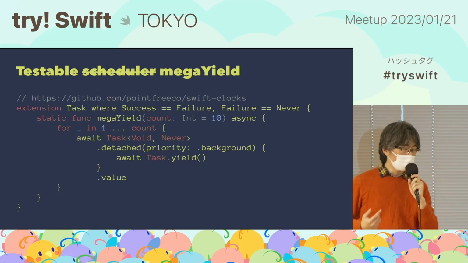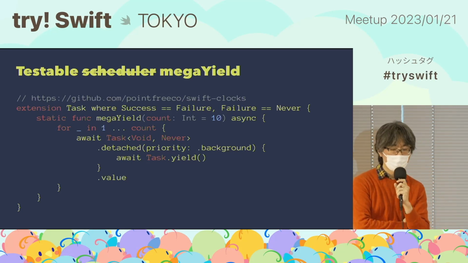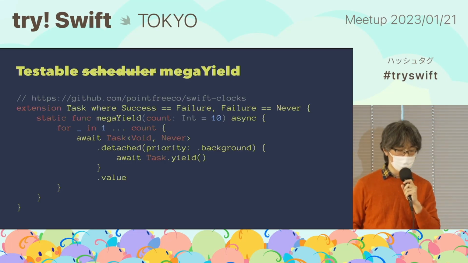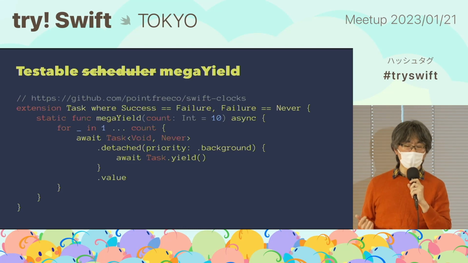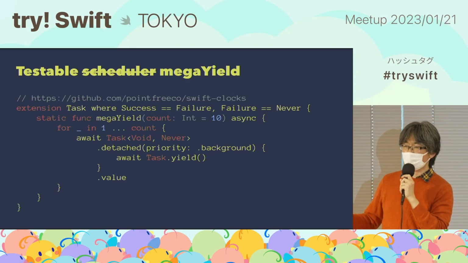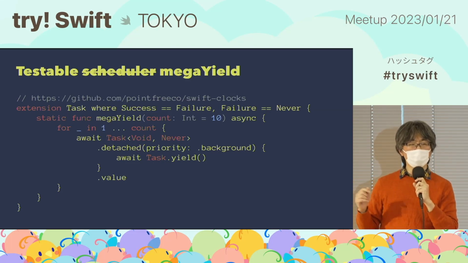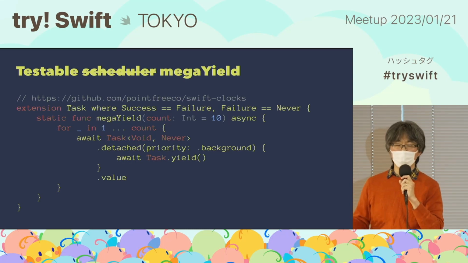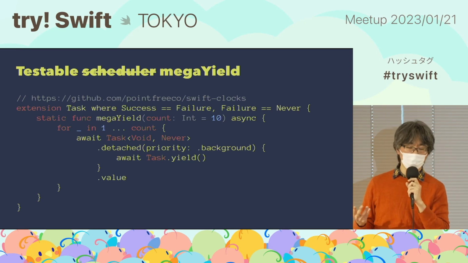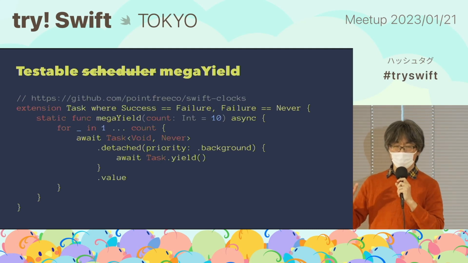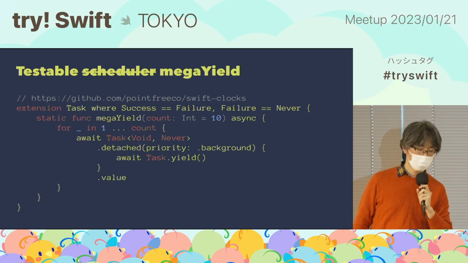Unfortunately, we don't have a good solution here, but we have a workaround. We can consider using this Task.megaYield provided by the Point-Free team. By default, this megaYield will run 10 Task.yields in background threads sequentially. So it awaits quite a lot of tasks, but still it's fast enough. This is unfortunately not a beautiful solution, but I personally find it very practical. Swift concurrency is not deterministic, so we use this kind of hack to make tests more reliable.